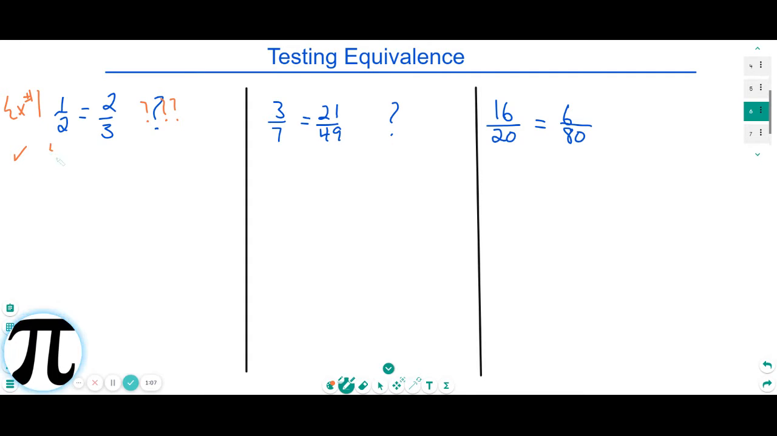Well, I think a lot of you who know your benchmarks pretty good are saying 50%. 1/2 is equal to 50%. 2/3 is equal to 66%. Okay? And so that is not equal. I should really put a line through that and say, these are not equal.